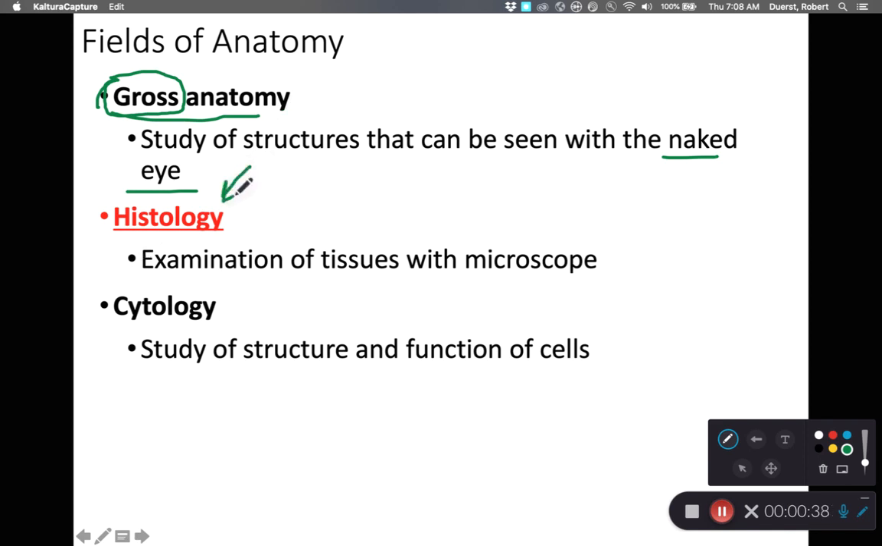When we look at histology, this is the study of tissues. Typically, because tissues have very small structures, we need to use microscopes to study tissues. And as we look at this word ology, ology refers to the study of, histo refers to tissues. As we look at cytology, cyto is a root word that means cell, ology again meaning the study of. So cytology is the study of cells within the human body.